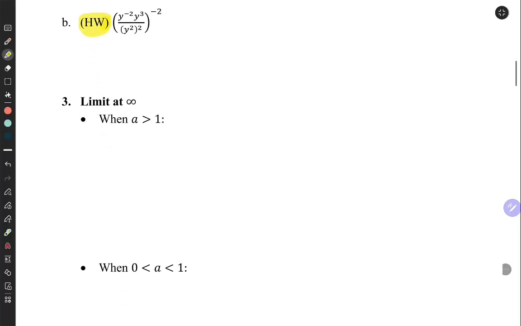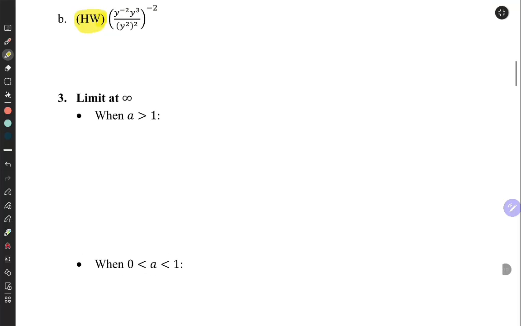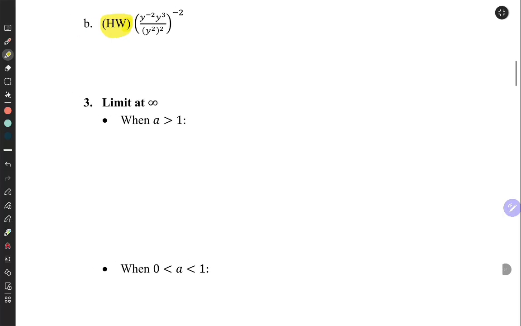Okay, leave it there. I think it should be simple enough for you guys. Limit at infinity. The best way to discuss something new, something we haven't seen before, the best way to learn about the limit at infinity, is to plot it.